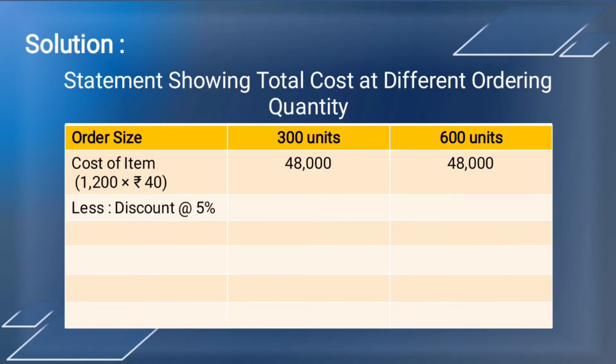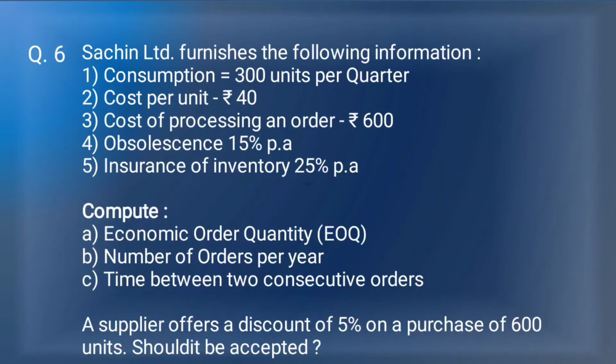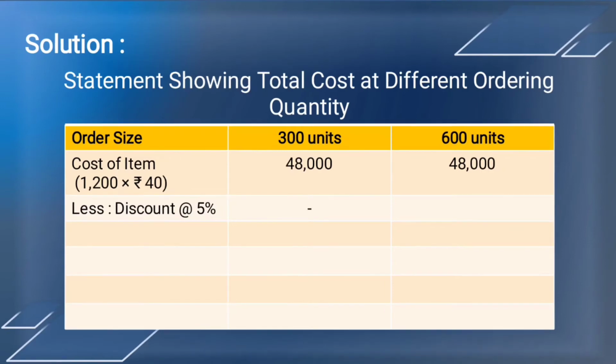Less discount at the rate of 5%. So a supplier offers a discount of 5% on a purchase of 600 units. So the discount amount will be calculated as 5% of rupees 48,000, which will be rupees 2,400. So net cost of items will be rupees 48,000 for 300 units and rupees 45,600 for 600 units.